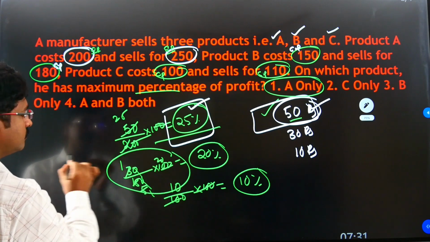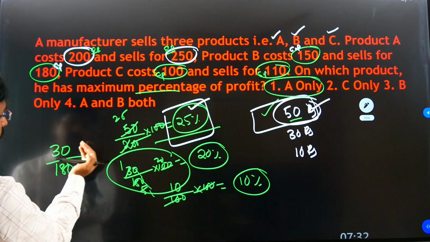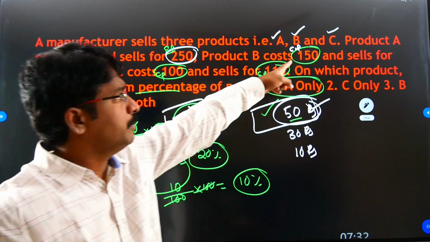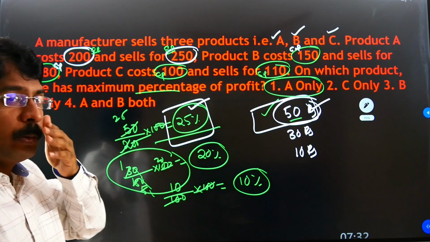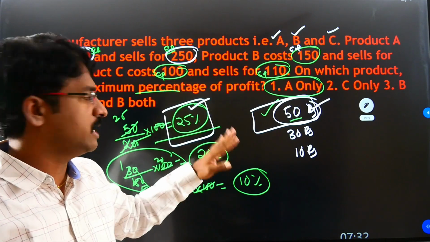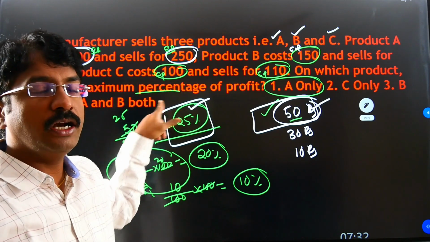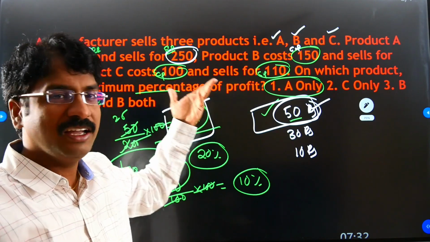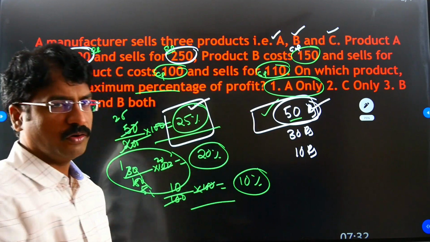Here we did 30 by 150, but actually we can do it directly. CP is 150 and SP is 180, so SP minus CP is 30. Directly we can do 30 by 150 into 100. The zeros cancel, 3 ones are 3, 5 threes are 15, so 20. Also 50 by 200 into 100, 2 ones are 2, 25 directly. And here, CP is 100, so 10 rupees profit means 10% profit. Directly we can say that.